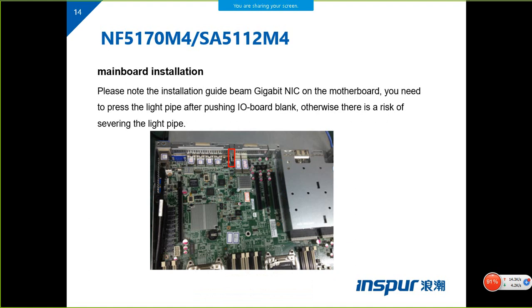Here is the motherboard installation. Please note the installation guide for the gigabit network card on the motherboard. You need to press the light pipe after pushing the RO board blank, otherwise there is a risk of tearing the light pipe. Here you can see the picture in the red square.